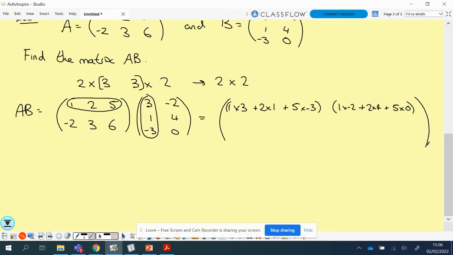Does that make sense what we're going to do over there? Do we see how I get those numbers in those positions there? When you get used to it, you would do that in your head, but for the first few questions, write it out so you're getting it right.